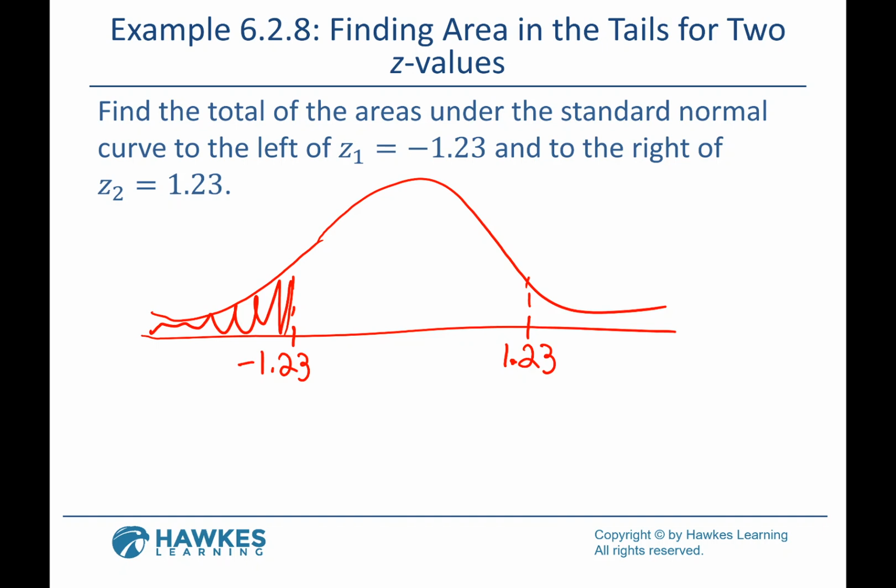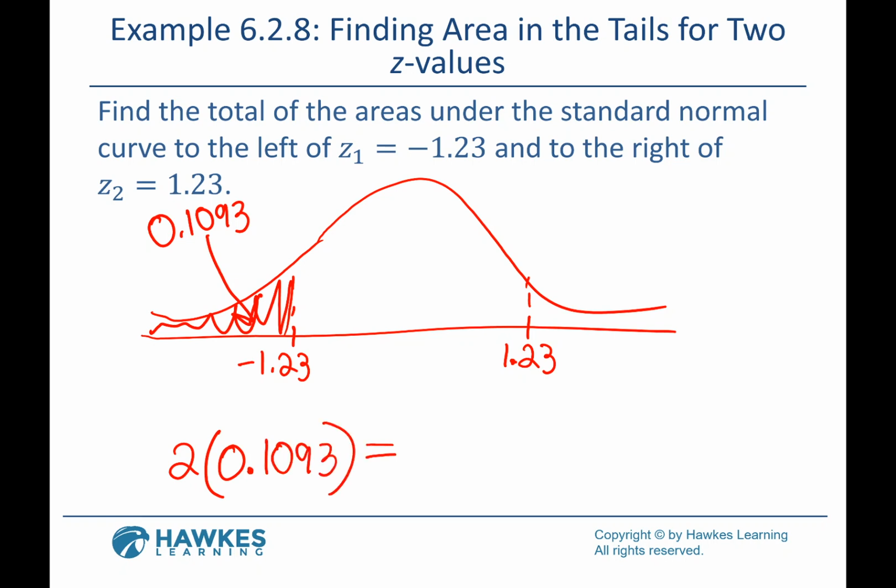So all we have to think about is finding this left tail. So look up negative 1.23. That gives me 0.1093. So then to find the total, I just multiply by 2. What do we get there? I got 0.2186.